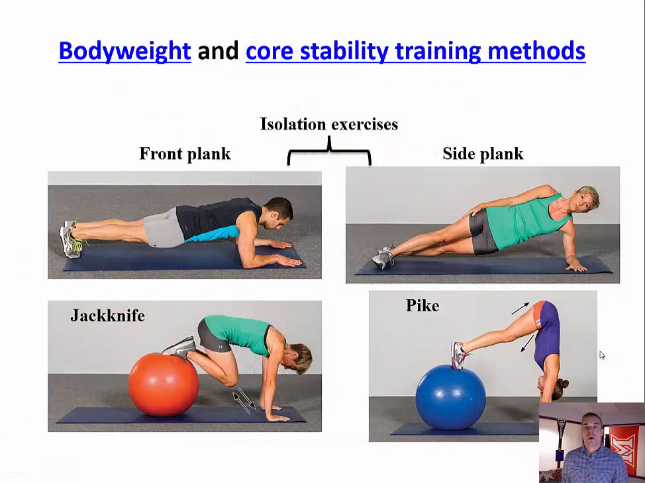So body weight and core stability training methods are low cost and among the most basic methods for performing resistance training. So you see some pictures here, examples of body weight, also known as core stability training methods. These two here, the front plank as well as the side plank, are known as isolation exercises, again isolating a specific muscle group. Whereas the exercises down here below using a stability ball would be considered more core stability training methods. And in the links here, you can find some examples of these different exercises in action, short videos.